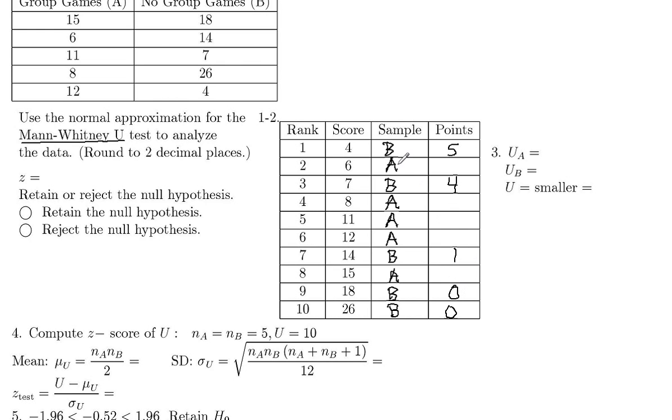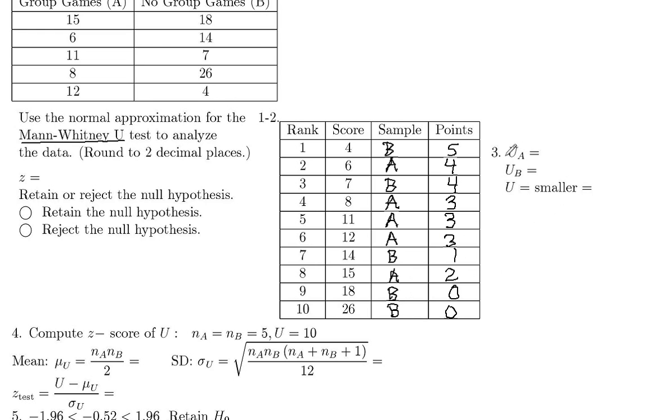This A, now we look for B's that it's ranked above. It's ranked above 1, 2, 3, 4, so it gets 4 points. This A is ranked above 1, 2, 3 B's. This A is also ranked above 3, and this one too. And then this A down here is ranked above 2 of them.